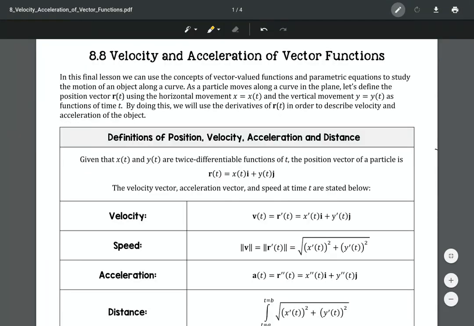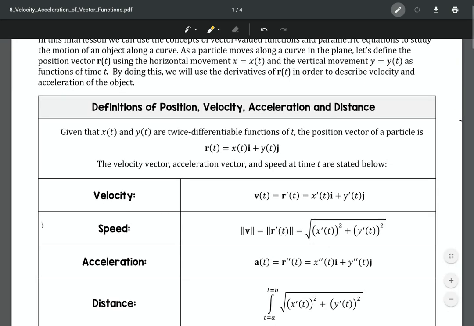All right, so let's talk about velocity and acceleration on vector functions. This is actually going to be pretty simple for you because if you have taken physics 1, and I know all of you have, then this is basically the same idea. As we know from physics, velocity can be broken down into its x and y components, and this is basically what this is saying.